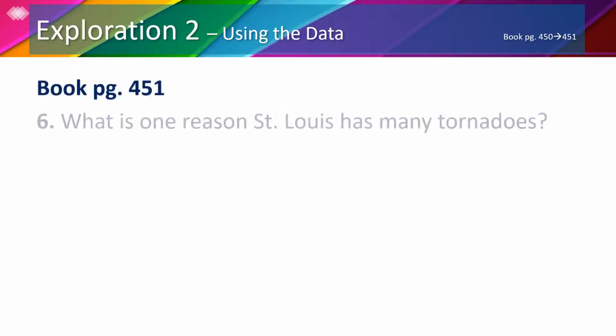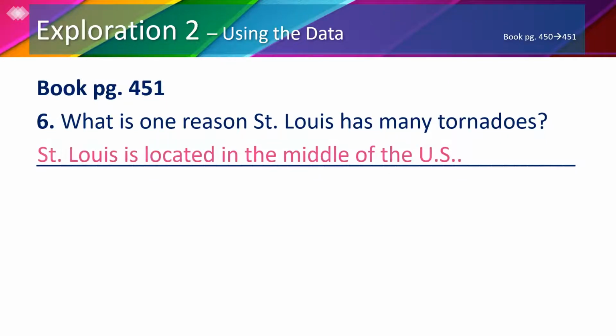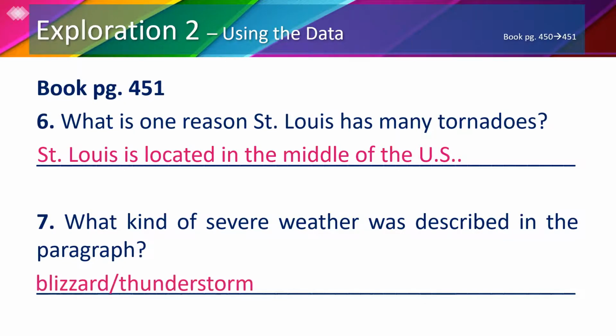Number 6 says, which is one reason St. Louis has many tornadoes? Being in the middle of the United States makes it in the danger tornado zone. Number 7 says, what kind of severe weather was described in the paragraph? They mentioned in the paragraph a blizzard and a thunderstorm.